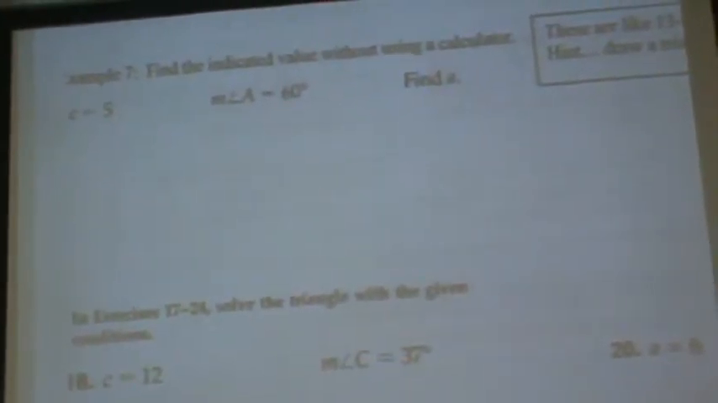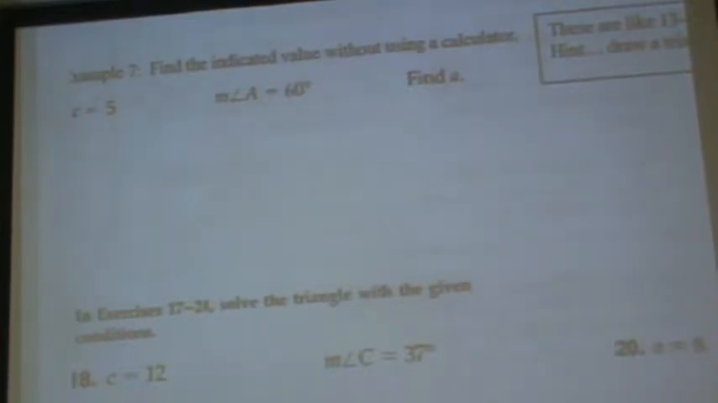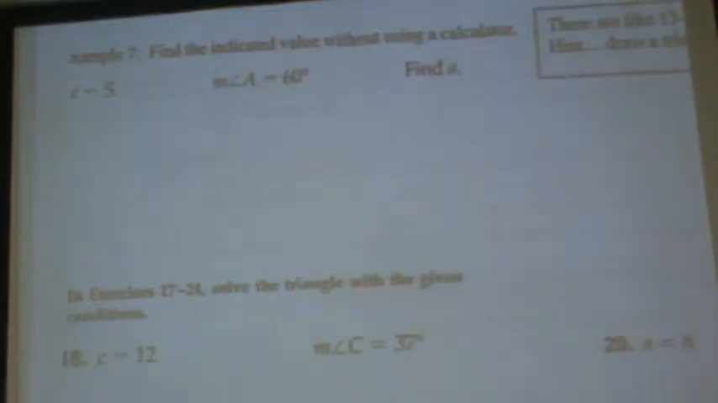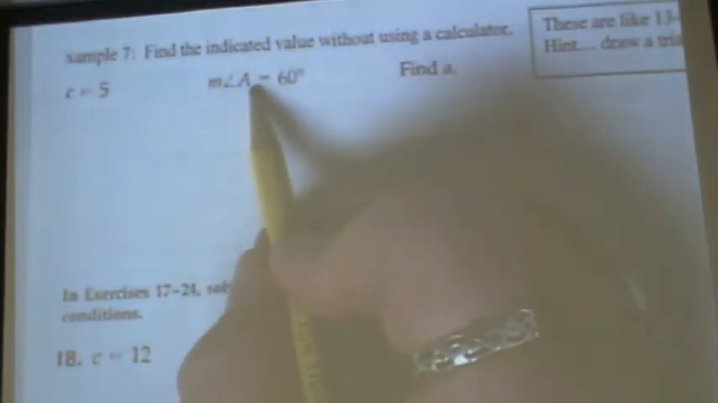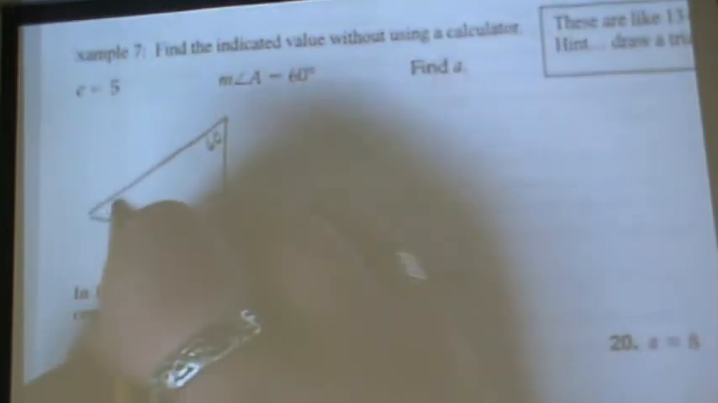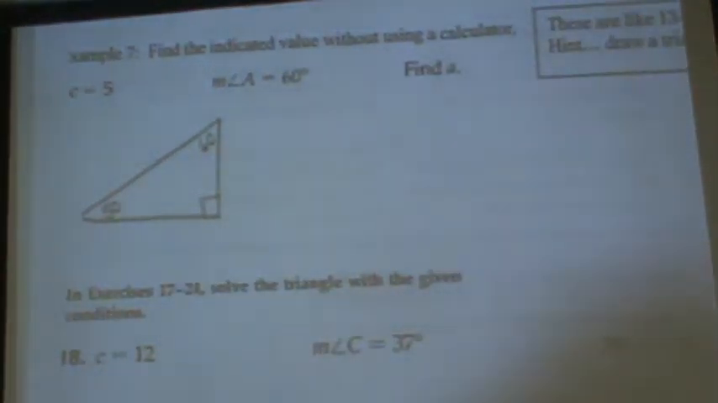And example 7. Example 7 asks you to find the side that they're asking for. And they don't give you a triangle, so you have to draw your own triangle. So they're giving us that angle A is 60. So we know we're going to have a 30, 60, 90 triangle. So we can call this angle A, would be our 60, and our other angle would be 30.